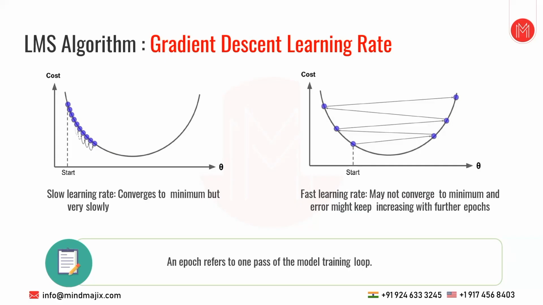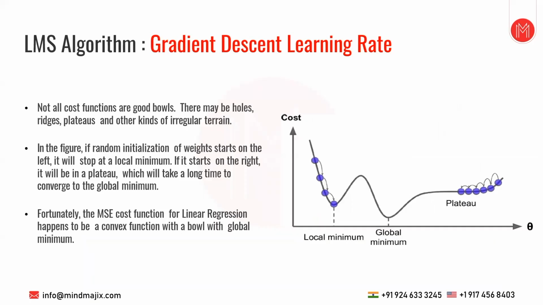The same thing applies for both, and that's why an epoch refers to one pass of the model training. After talking about these things, let's discuss more similar situations based upon the learning rate. These other situations are not based upon a large or small learning rate. They are conditions we get in the data as well.